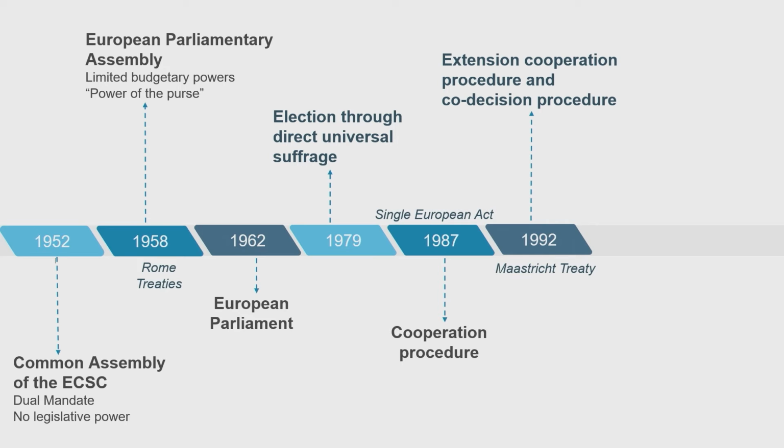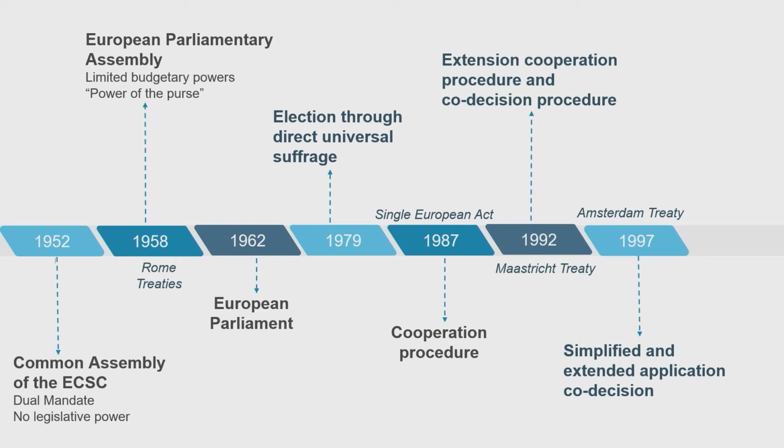In 1992, the Maastricht Treaty extended the cooperation procedure and introduced a new procedure, the co-decision procedure. This new procedure strongly resembles the ordinary legislative procedure that we know today. The extension of those rights marks a tremendous success for the European Parliament, making it a co-legislator with the Council of Ministers for a limited number of policy areas.